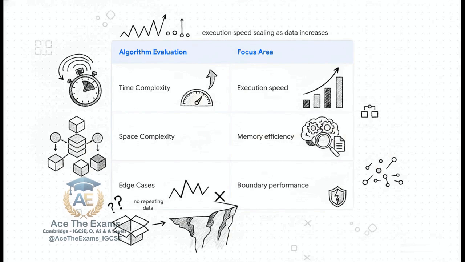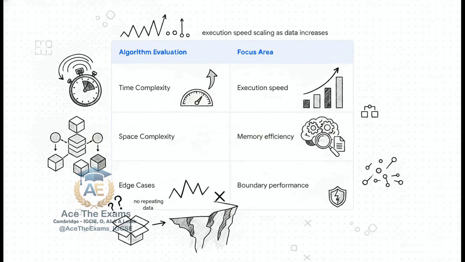When Cambridge examiners are assessing those high-value, higher-order objectives like algorithm quality and performance, they are hunting specifically for these exact focus areas on the matrix. First, time complexity.